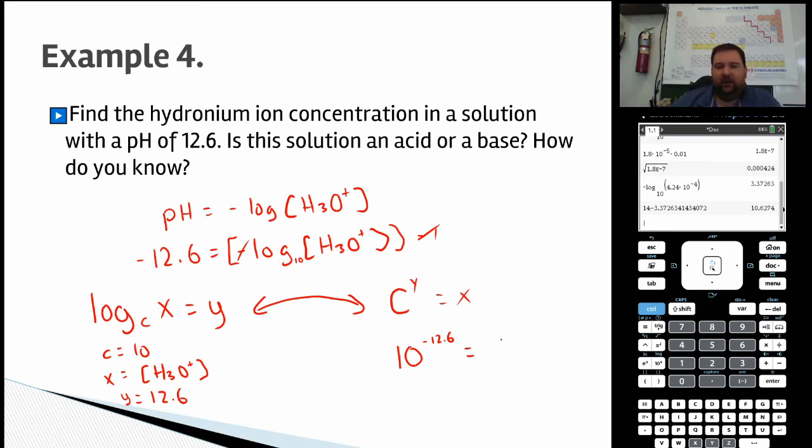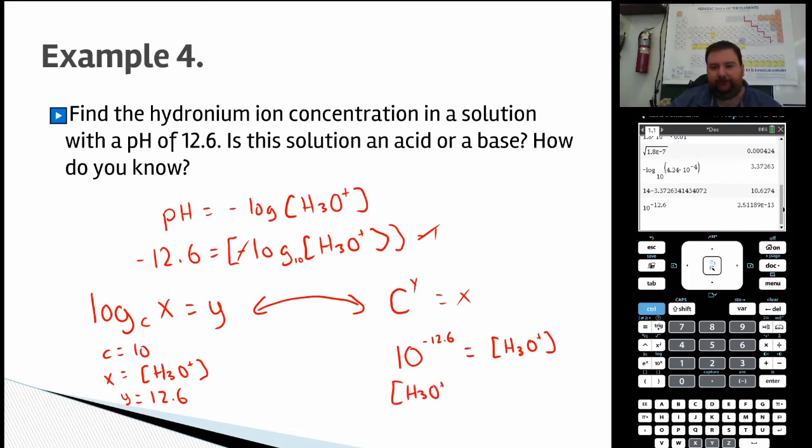And what was our x? It was the hydronium ion concentration. At this point, you can just toss this in your calculator. These are actually pretty easy to do so long as you know how to convert from logs to exponents. It's always just going to be 10 to the power of the negative pH value that you had. So in this case, 12.6. And what is that? That's 2.5 times 10 to the negative 13. So my concentration of hydronium is 2.5 times 10 to the negative 13.